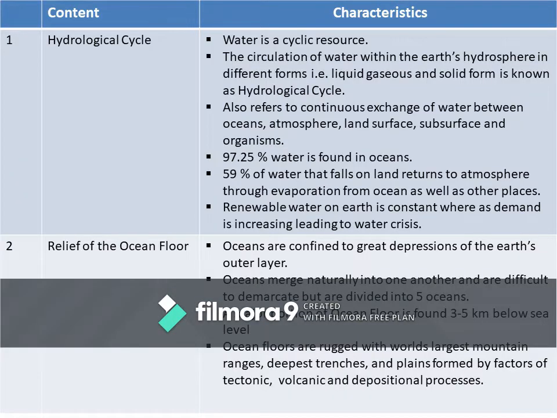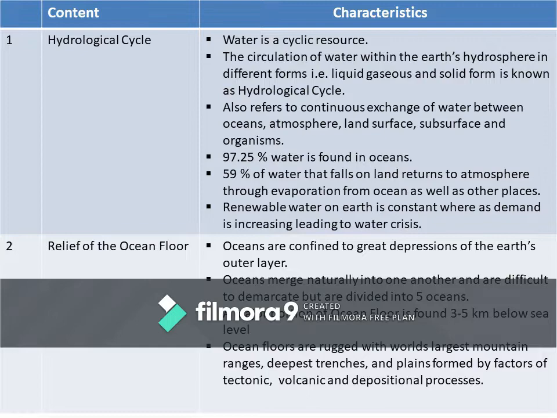About hydrological cycle, water is a cyclic resource and it can be used and reused. Water also undergoes a cycle from the ocean to land and land to ocean. The circulation of water within the Earth's hydrosphere in different forms, liquid, gases, and solid form, is known as hydrological cycles. Hydrological cycle can also be defined as the continuous exchange of water between oceans, atmosphere, land surface, subsurface, and organisms.